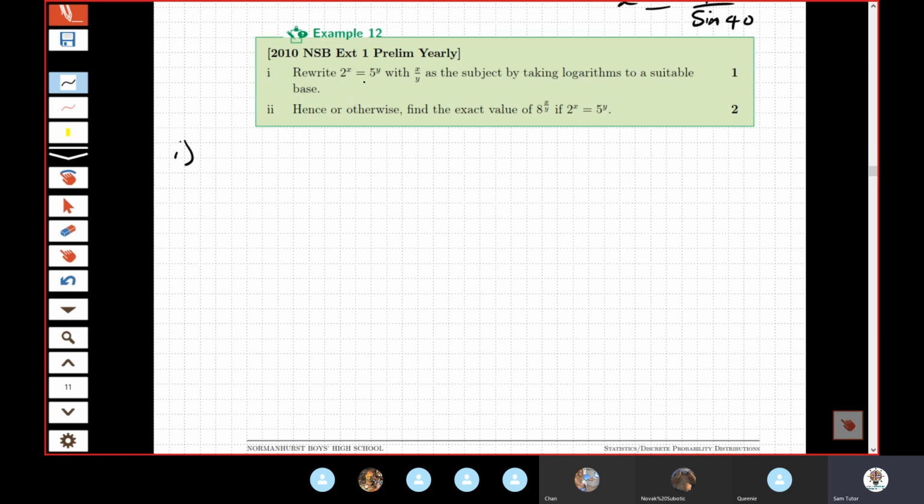Rewrite 2 to the x equals 5 to the y with x as the subject, by taking logs to a suitable base. All right, who wants to try this one?